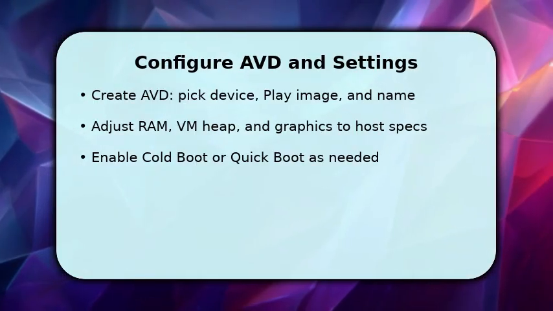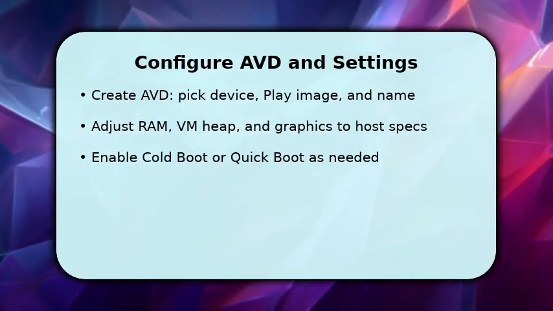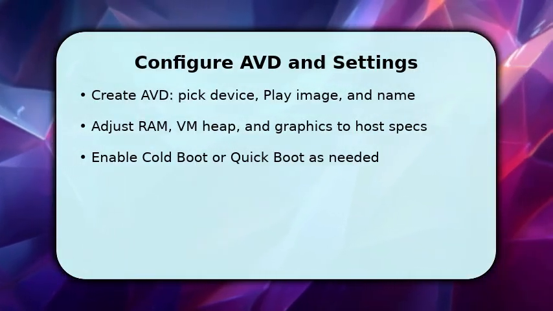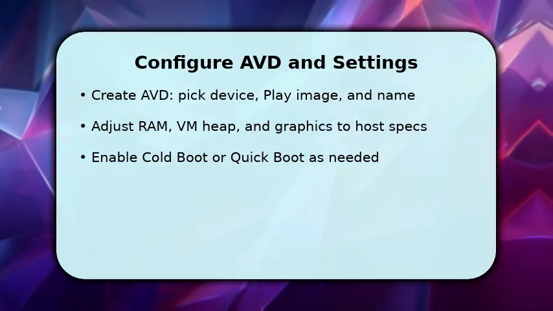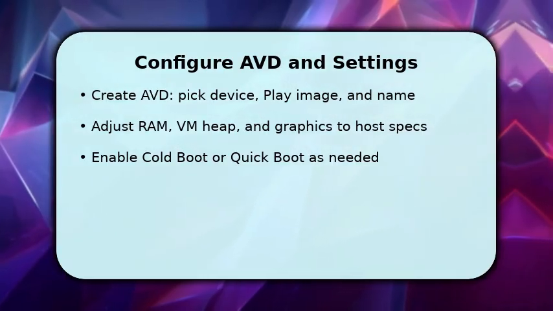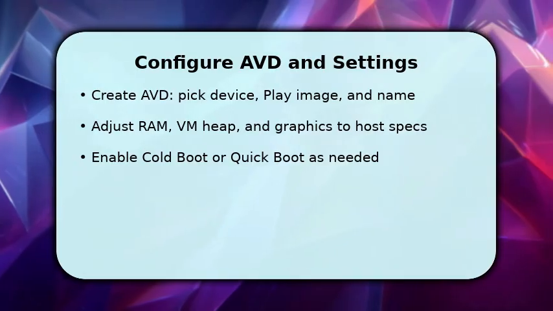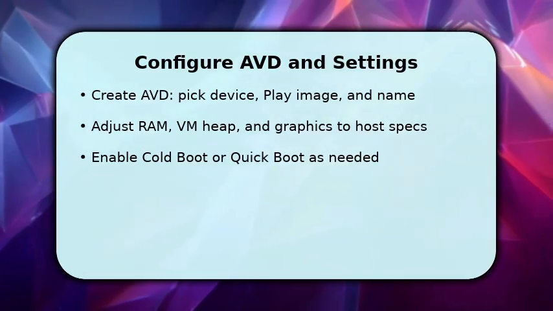You now create the AVD, pick a device profile and the downloaded Google Play image, then name it clearly. Configure memory and VM heap to match your PC. Too little RAM makes apps sluggish, too much starves the host.